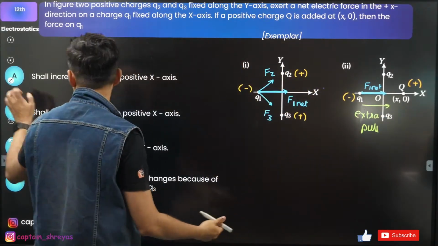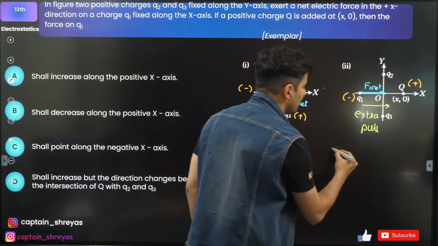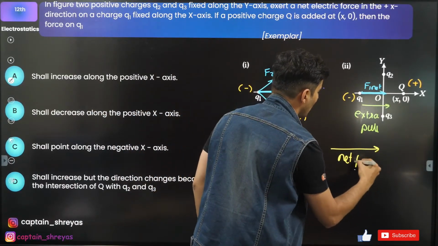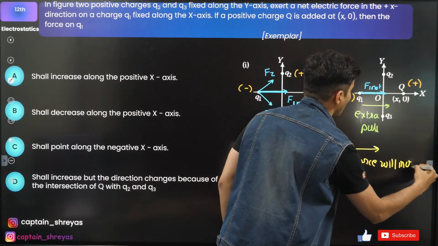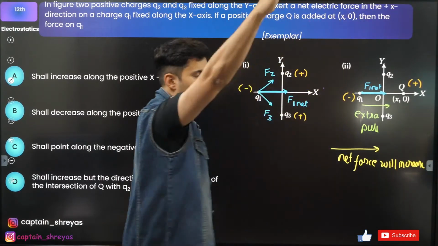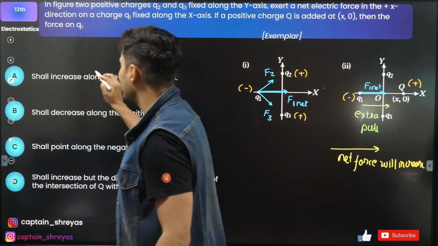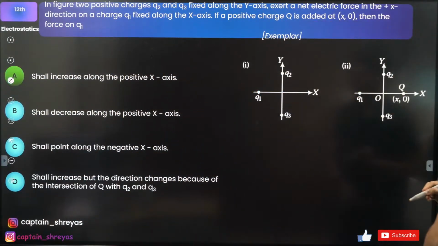So because of this, what will happen, my dear students? The net force will increase towards the right hand side. Hence the answer is option A, I believe. Yes, it is.